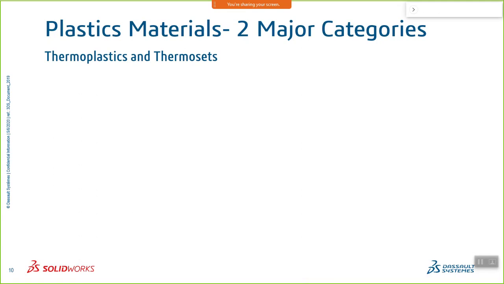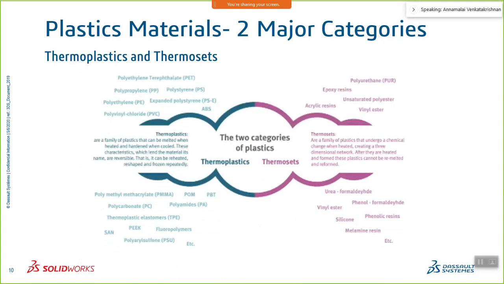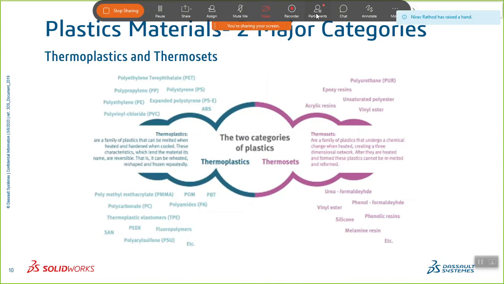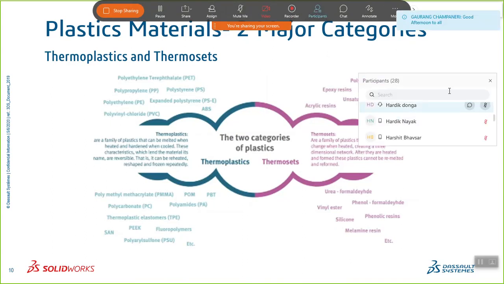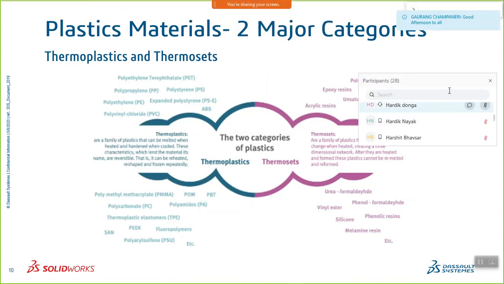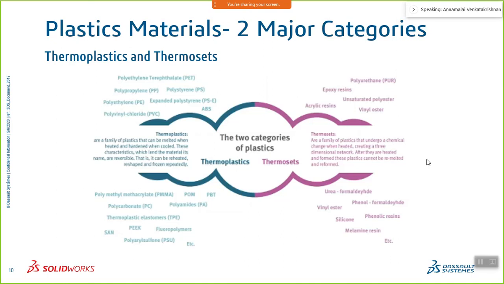Now let me go ahead with the next. Plastic materials, as we all know, are divided into two major categories: thermoplastics and thermosets. Thermoplastics can be remelted back to the liquid, right? While thermosets always remain in a permanent solid. So we are unable to just take it into the liquid and do the same cycle again. So this is just a common difference.